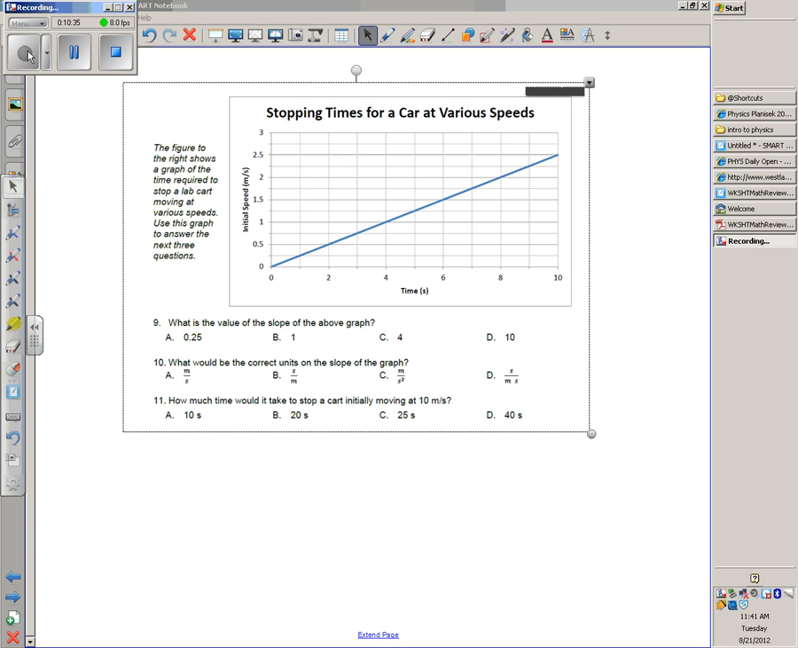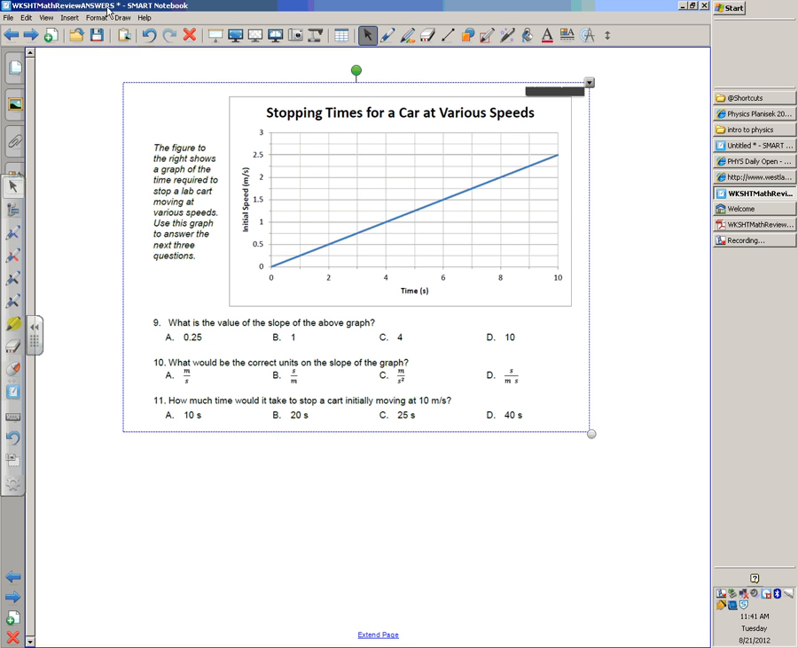All right, everybody, back recording. If you would please, flip that sheet over to the back side. Let's turn our attention to the graph that's on the back side. Over on the left, it says the figure to the right shows the graph of the time required to stop a lab cart moving at various speeds. Use this graph to answer the next 3 questions.